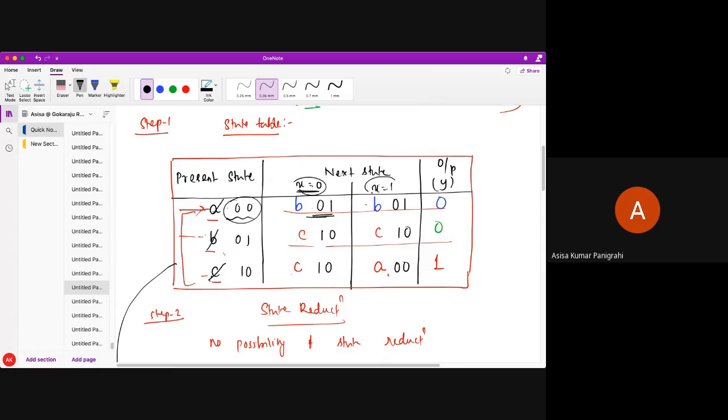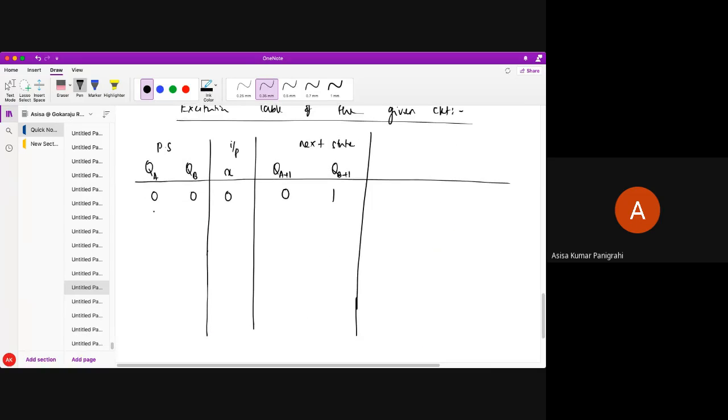Now my input is 1. Where will I go? Again 0 1. So my present state is 0 0, and if my input is 1, again I am going to next state 0 1. And what is my flip-flop input? With two flip-flops, TA and TB will be my flip-flop inputs.